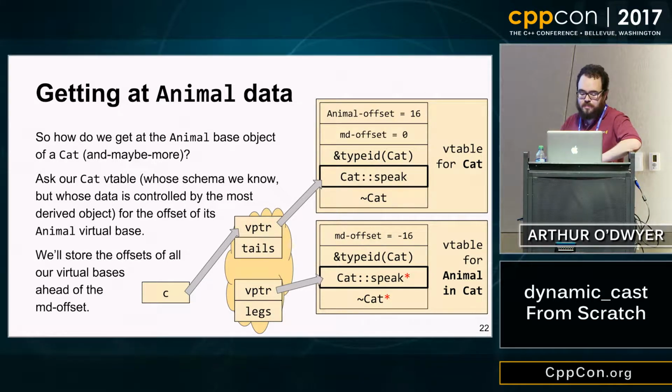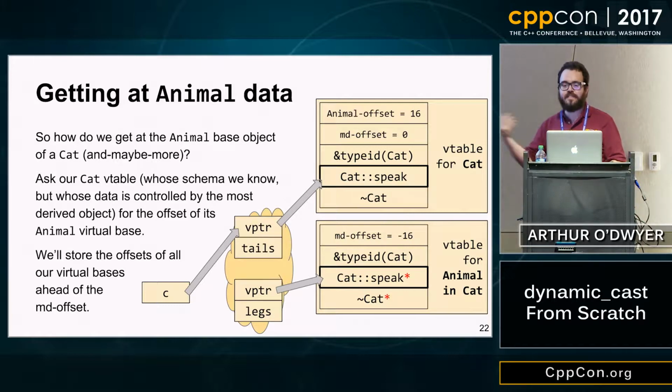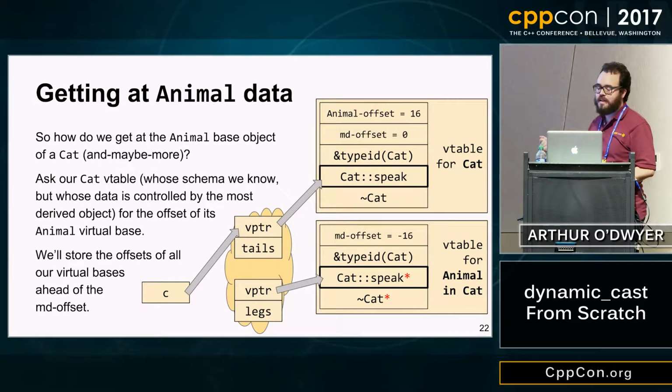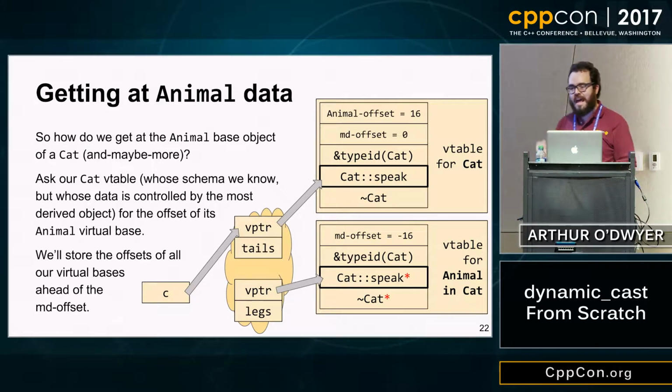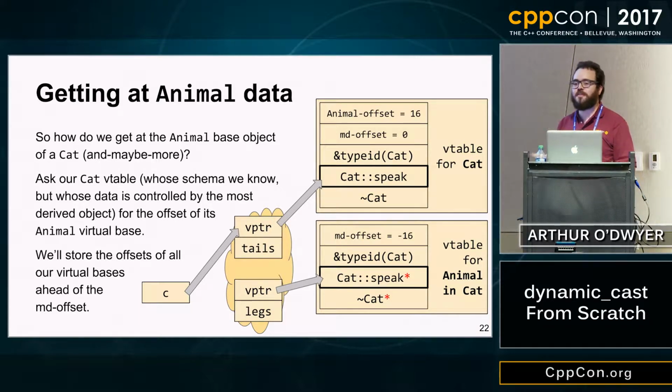And so what I have to do is follow its v-pointer, and now I know statically that this is a cat. It's pointing to a vtable for a cat in something larger, possibly. And I know a cat has a virtual base of type animal. I know that it is present, I just want to know where it is. And so where do we put that? We put that in the vtable.